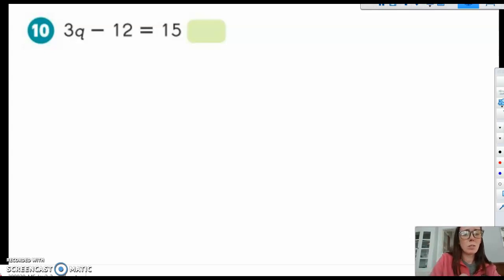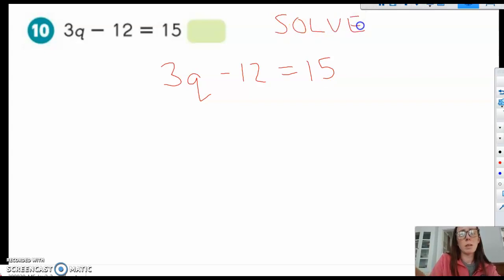So I am going to have you write down 3q minus 12 equals 15. And again, I'm solving, which means I'm looking for what the value of q is that would make the left-hand side of the equation equal 15. To do that, I need to get q by itself.